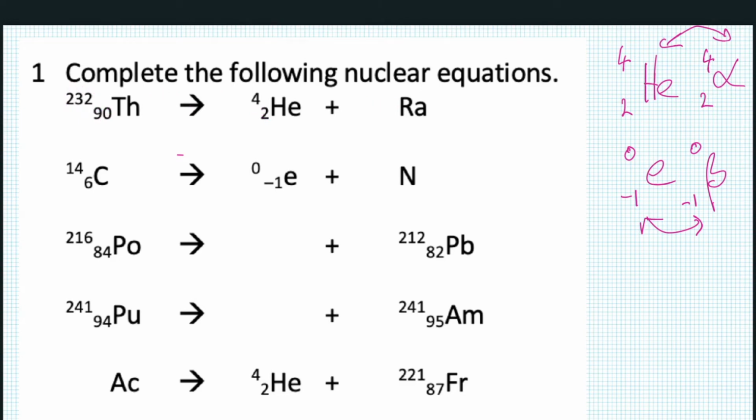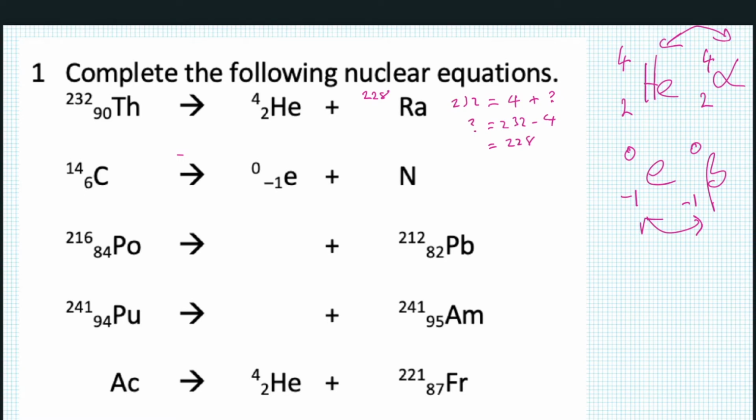We can work out what goes just here by doing a simple bit of maths. I'll rub those out so I've got a bit of space. What we're going to do is 232 equals 4 plus a number that we don't know. We can rearrange that quite simply. To get the number that we don't know, we do 232 minus 4, which equals 228. That's the number we put here, 228. So in this case, 228 plus 4 equals 232. And that's as simple as it is.